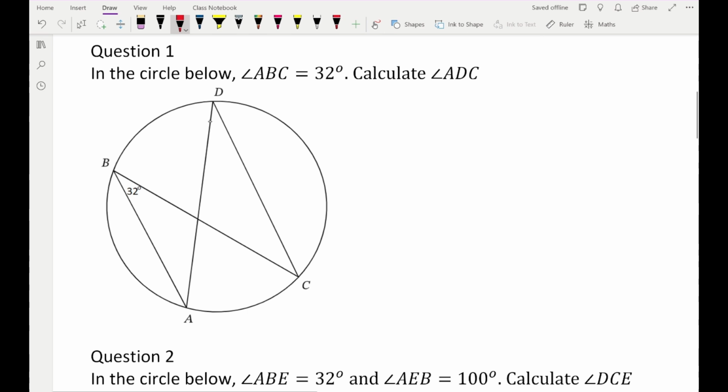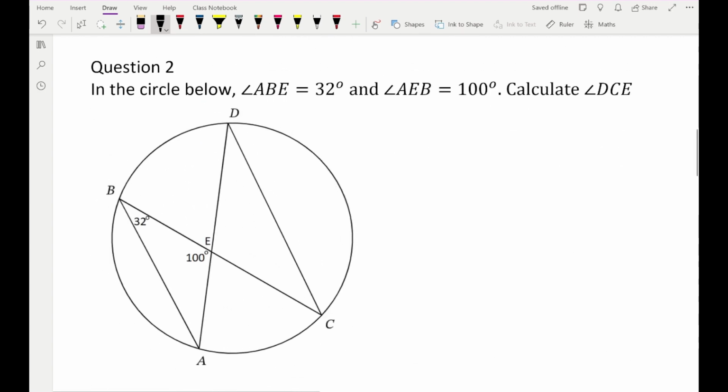So what's the angle ADC? Well, it's 32 degrees. So angle ADC equals 32 degrees by angles subtended by same arc.